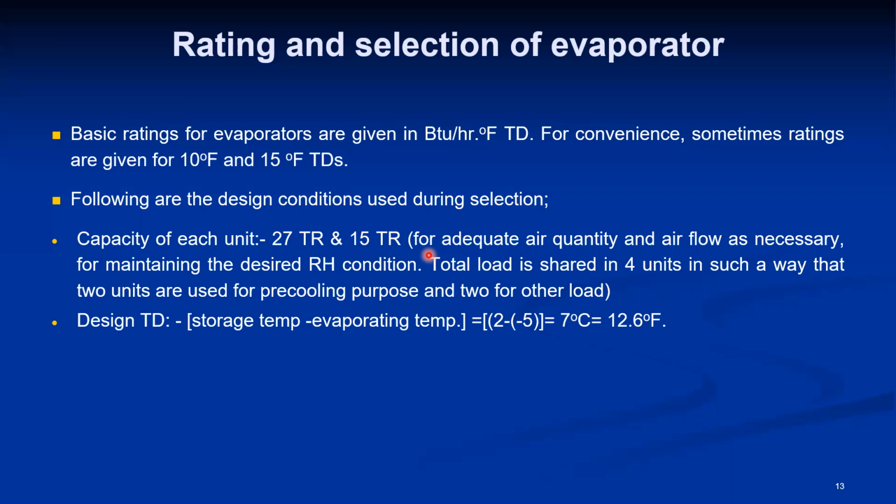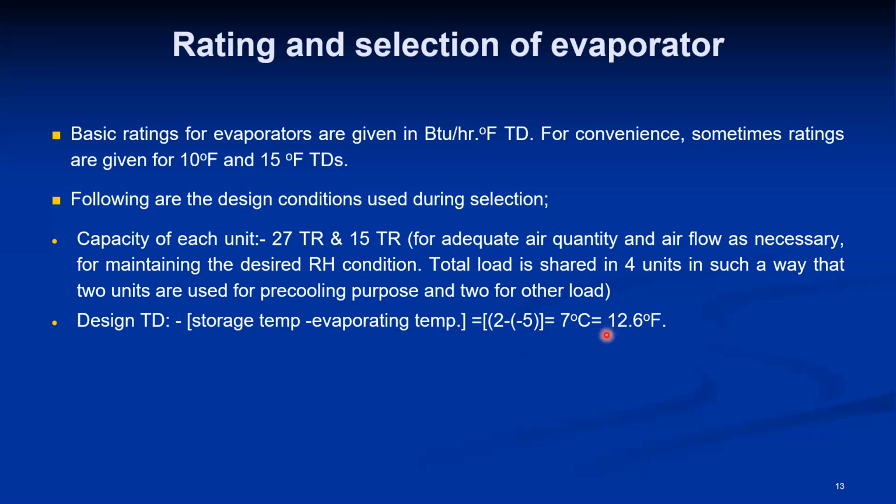The design TD in this case: the storage temperature is 2 degrees Celsius. Generally, the evaporating temperature is in multiples of 5. So 0 is not used because it is a very low TD. So instead of 0, we can select -5. So -5 is the evaporating temperature. So -5, -10, -15. Because if you see the catalogs of the compressors and the evaporators, they are in multiples of 5 degrees Celsius. Then 0, 5, 10, 15 like that. So here 2 to -5, the 7 degrees Celsius is the design TD.